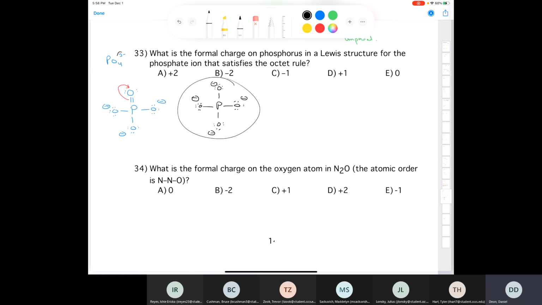charge. I thought the charge on a phosphate was 3 minus, and it absolutely is. So that means there must be a formal charge on my phosphorus. Phosphorus has 5 valence electrons. Subtract 4 sticks and 0 dots gives us +1. And so there is a positive 1 charge on the phosphorus, and that is the answer.